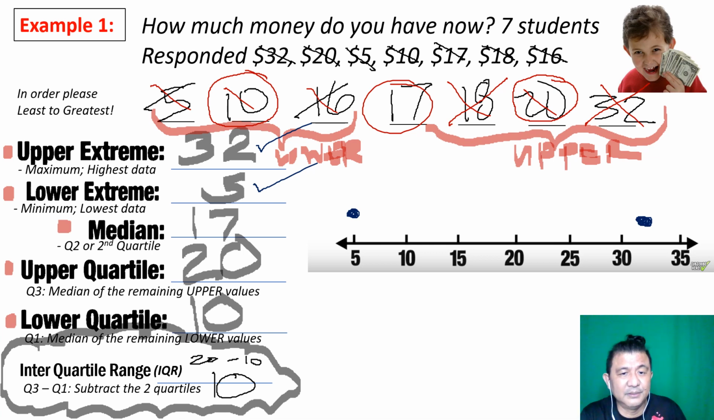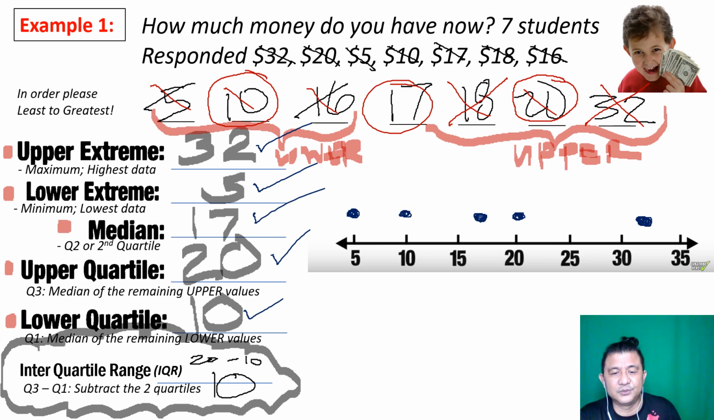Okay, now let's do the median. The median number is 17. Where would 17 be? 15 and 20. 17 would be somewhere here. I put another dot. Okay, check. The upper quartile is 20. Where would 20 be? 20 would be here. Put a dot. And then the lower quartile is over here, 10. Put a dot.